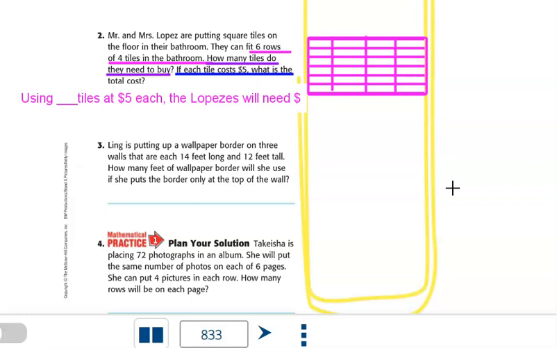Hopefully that helps. Number 3, Ling is putting up wallpaper border on 3 walls that are each 14 feet long and 12 feet tall. How many feet of wallpaper border will she use if she puts the border only at the top of the wall?